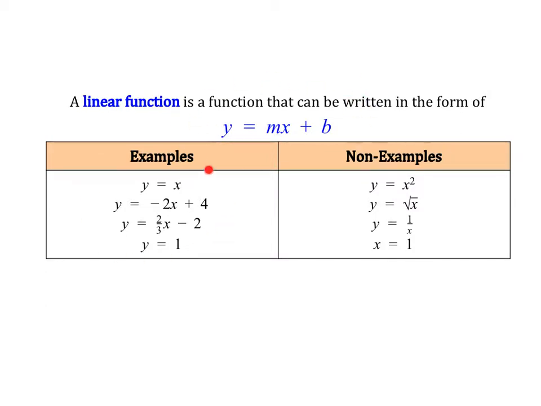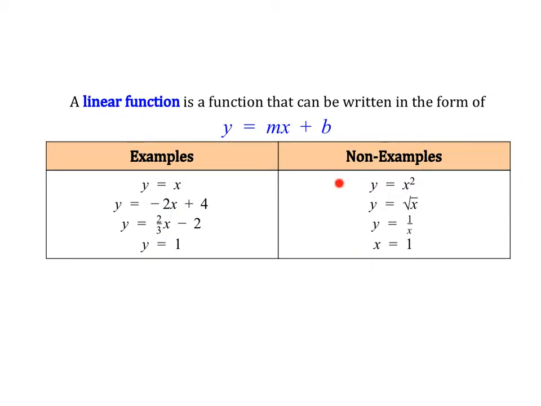So I want to show you guys some examples of linear functions and then some non-examples so you can know what to look for. So like y equals x, y equals negative 2x plus 4, y equals 2 over 3x minus 2. Anywhere where you can easily see the slope and the y-intercept. Even y equals 1. This is just a linear function with a slope of 0.